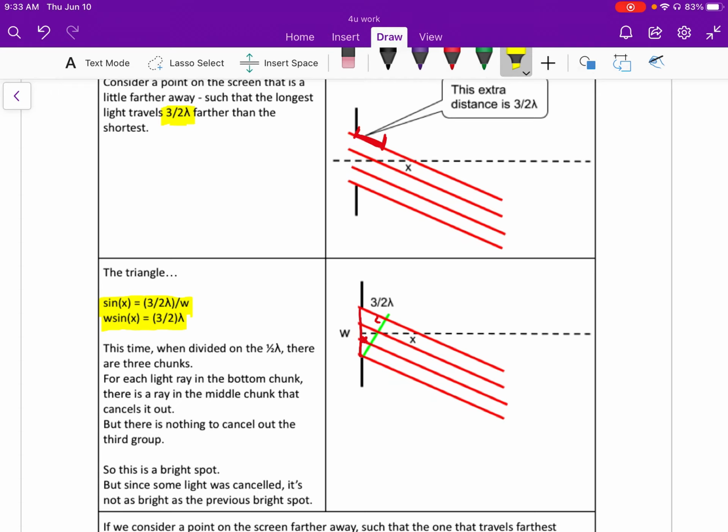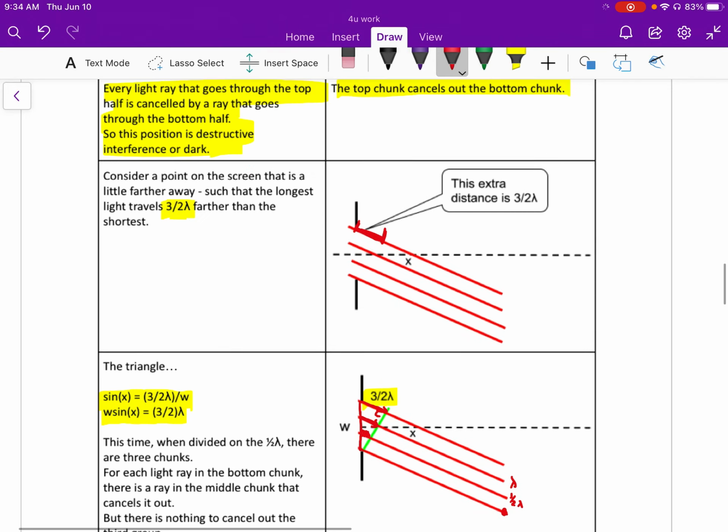Interference is all about half wavelengths, so I'm always going to divide on the halves. That's why in the last one I divided into 2 bundles. In this particular situation, since it's 3 halves lambda, or 1.5, when I divide on the half, I'm going to divide it into 3. So if the top line is 1.5 wavelengths longer, then partway down, a third of the way down, this light is going to be traveling 1 lambda farther, and then this one's going to be traveling half a lambda farther. This is the shortest down here. This one travels half a wavelength farther. This one travels 1 full wavelength farther.